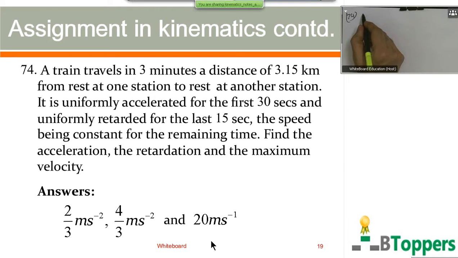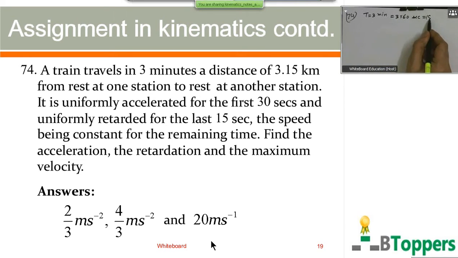Here the total time of motion is given to be 3 minutes, meaning 3 into 60 seconds, or 180 seconds. The total distance covered is given to be 3.15 kilometers, which means 3.15 into 1000 meters, or 3150 meters. Let T1 denote the time for which it moves with constant acceleration denoted by alpha.